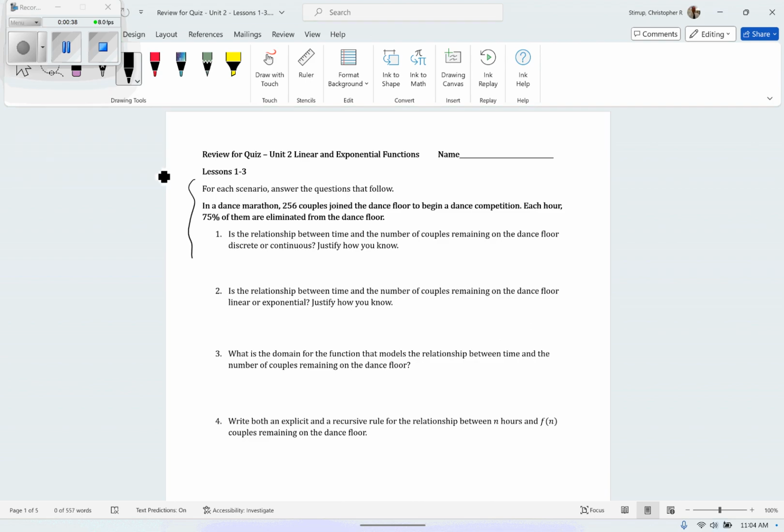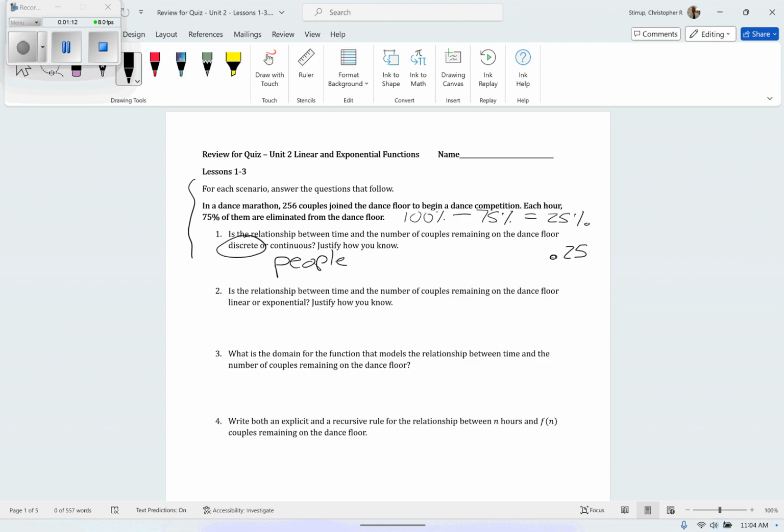Cool. All right, a dance marathon. 256 couples join the dance floor to begin the dance competition. Each hour, 75% of them are eliminated from the dance floor. So I'm going to realize that it's 100% minus 75%. So that's going to give me 25% are left on the dance floor after each hour. Okay, 25% is 0.25. So we're multiplying. So this is going to be discrete because we're talking about people. I'm not going to have a portion of a person.